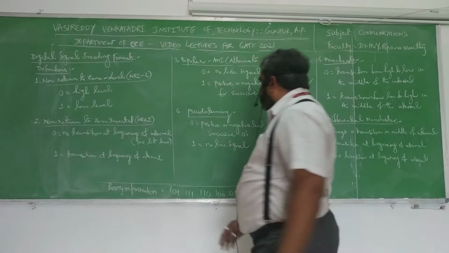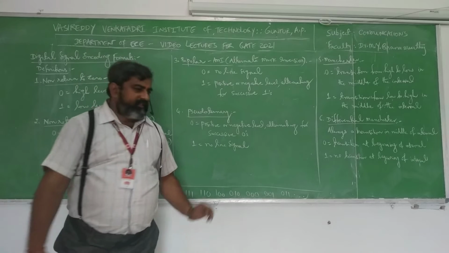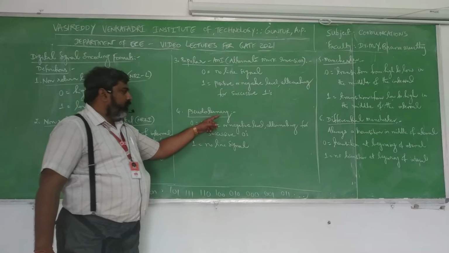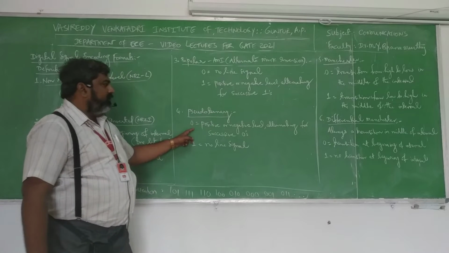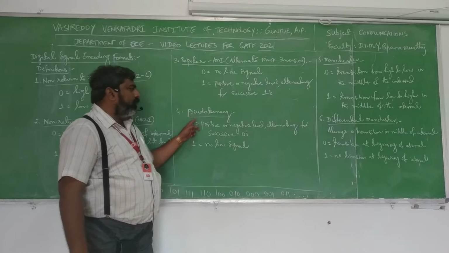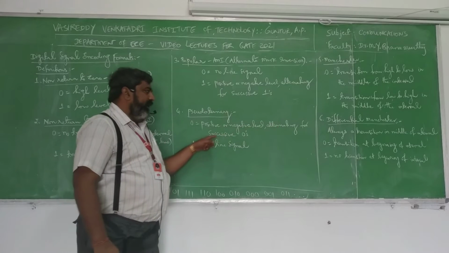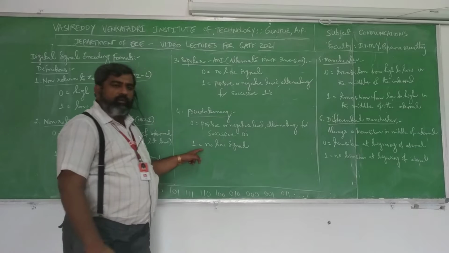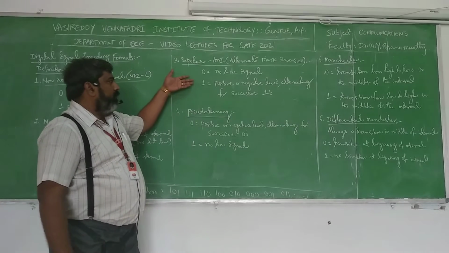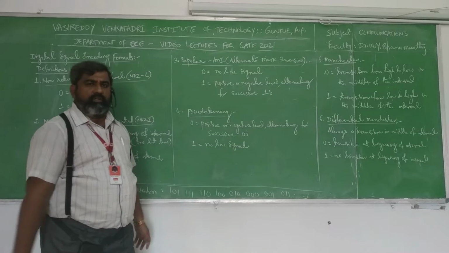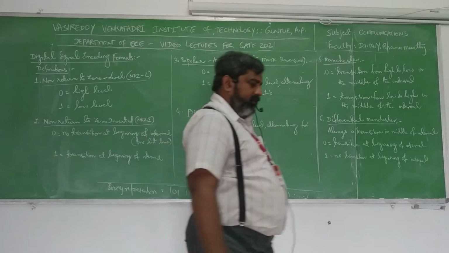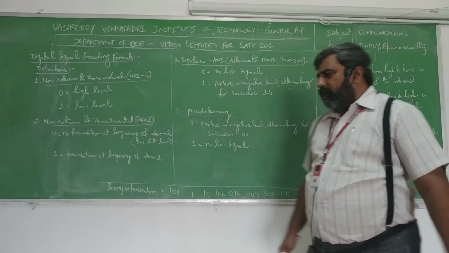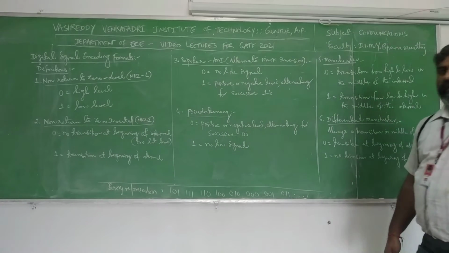Then the next thing is pseudoternary. For this, how do you represent logic 0? Bit 0 is a positive or negative level alternating for successive 0s. Then bit 1 is no line signal. So you can see bipolar AMI and pseudoternary are just opposite of each other in representing the binary data in the form of an electrical signal.